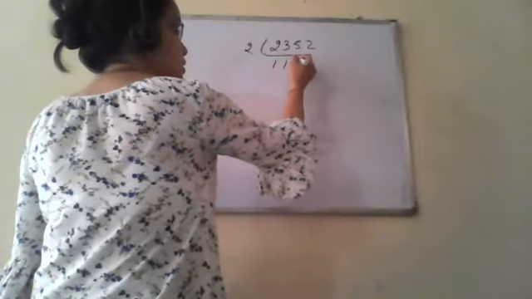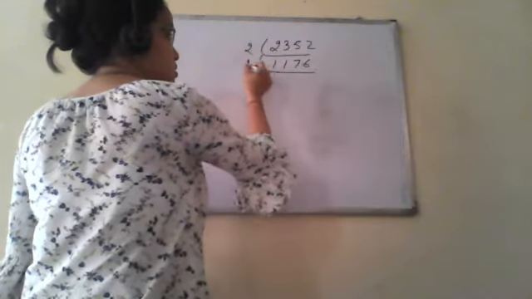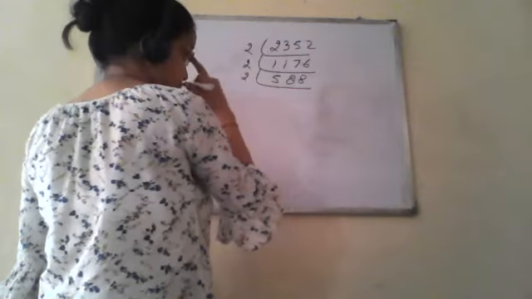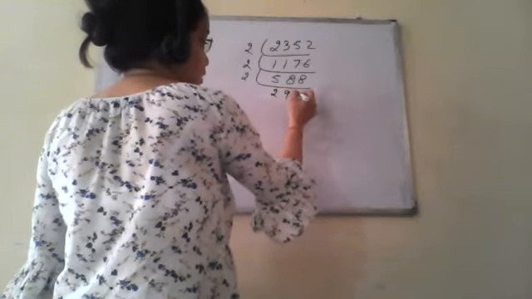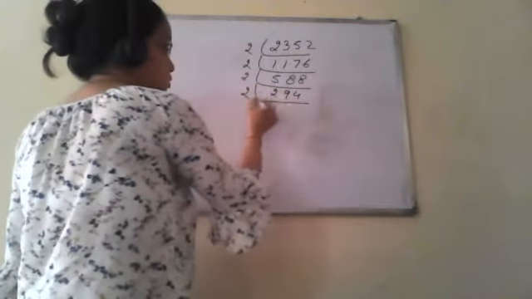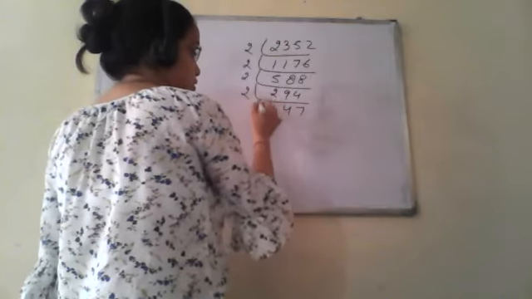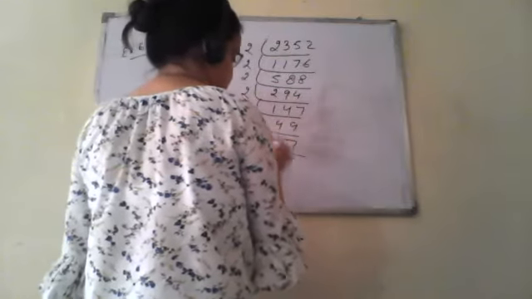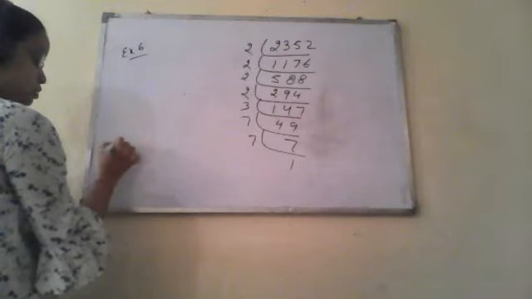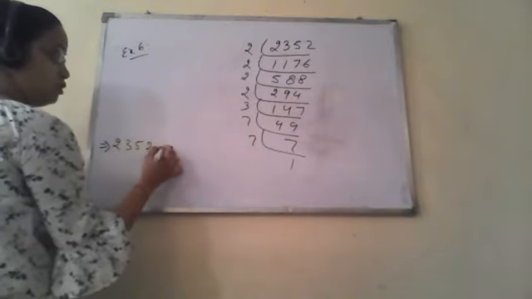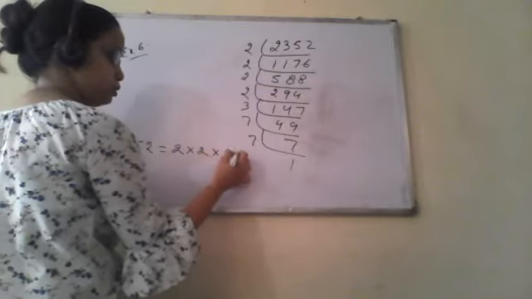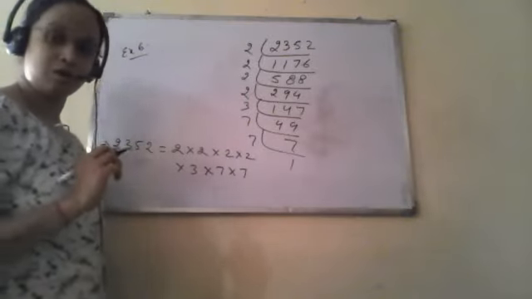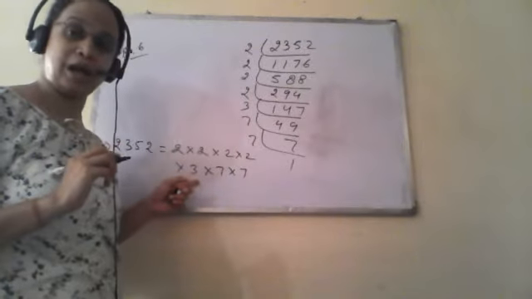This is 1176. Again this is 588. This is 294. This is 147. We have 3. This is 49, and this 7 and this 7. Okay, so the prime factors of this are 2 into 2 into 2 into 2 into 3 into 7 into 7. So this is not a perfect square, since we are lacking a 3.